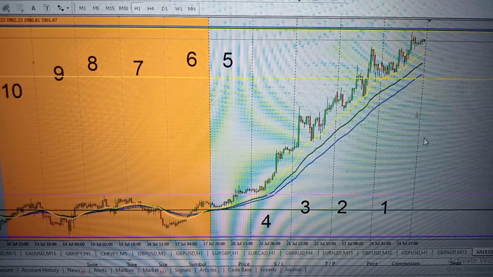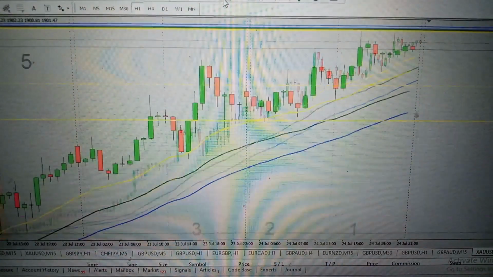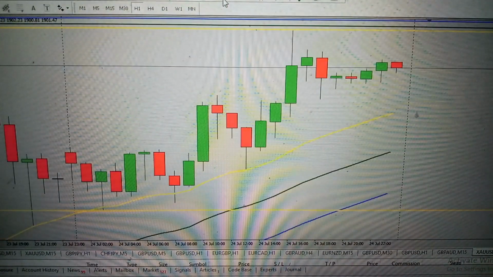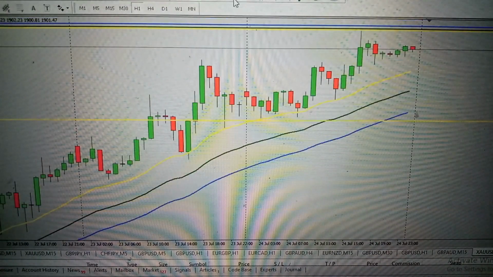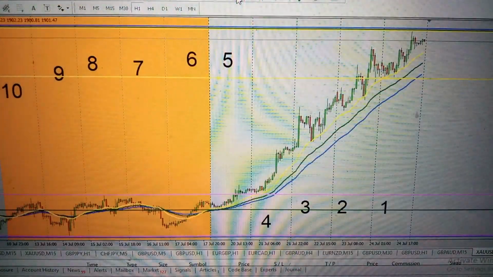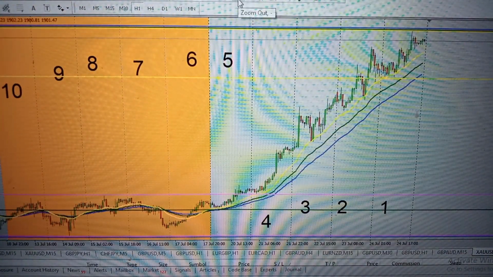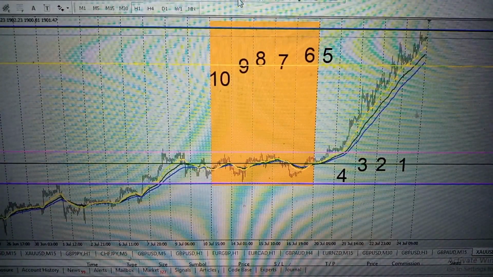Now the next step is to draw the 30-day trend lines. To achieve that, we are going to zoom in as much as possible. Okay, now we're going to zoom out as much as possible.